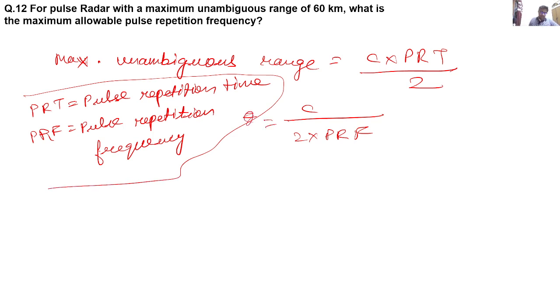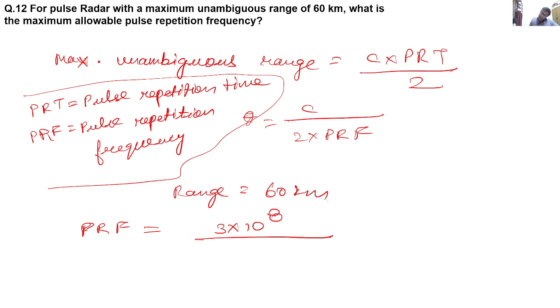So range in this question is given as 60 kilometers already. So PRF, pulse repetition frequency, that's what they want to know, is 3 into 10 power 8 by 2 into 60 into 10 power 3. So range was equal to C by 2 PRF, so PRF is equal to C by 2 range. And that comes out to be 2500 hertz.